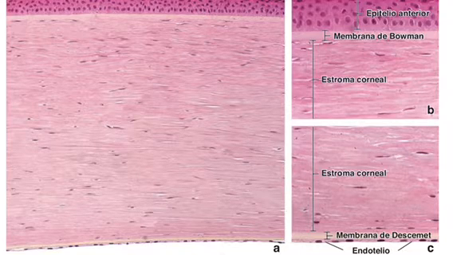Thus, the 5 layers of the cornea seen in a transverse section are the following: corneal epithelium, Bowman's membrane, corneoscleral stroma, Descemet membrane, corneal endothelium.